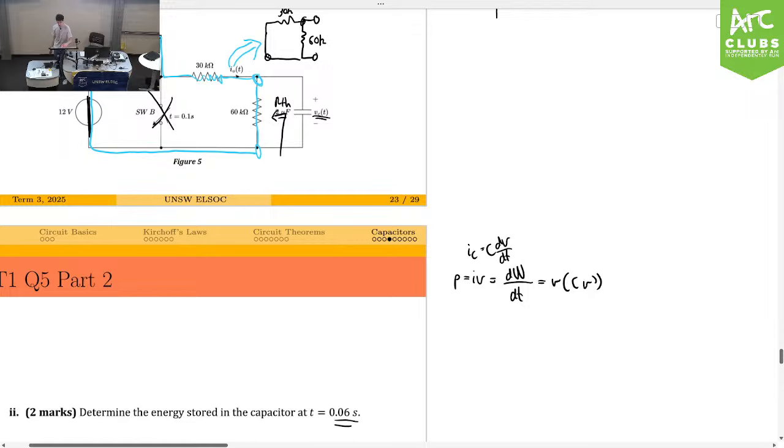Now, if I rearrange this and integrate from some t0 to t of dW, that's going to be, I can take out the C because capacitance is constant, and I'm integrating from t0 to t of V V dash dt. Now, the left-hand side is going to be this minus that.